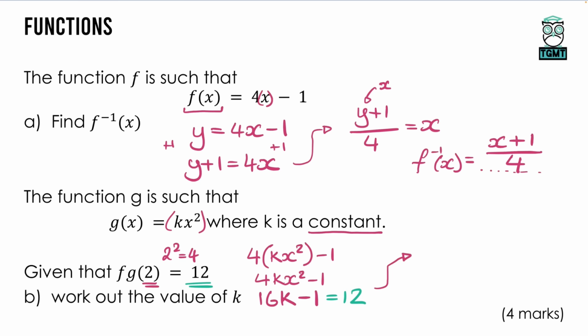So solving this equation, we would add 1 to both sides. 16k is equal to 13, and then divide by 16. K is equal to 13 divided by 16. And there we go, that's the value of k. And as you can see, it's 13 over 16. It's not a whole number. And there we go, that word constant sometimes gives us a hint. It doesn't mean it's not a whole number, but if it was a whole number, it's more likely they would say where k is an integer. But there we go, k is equal to 13 over 16.